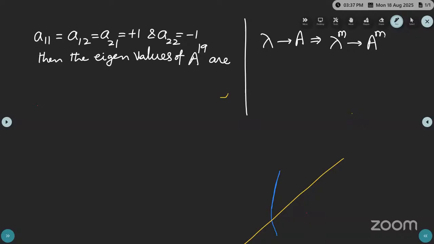Lambda 1 power m, lambda 2 power m, and so on, lambda n power m are the eigenvalues of A power m. Right.